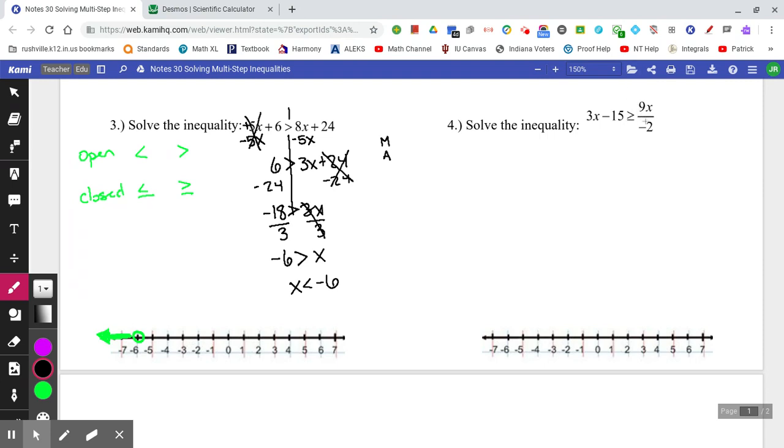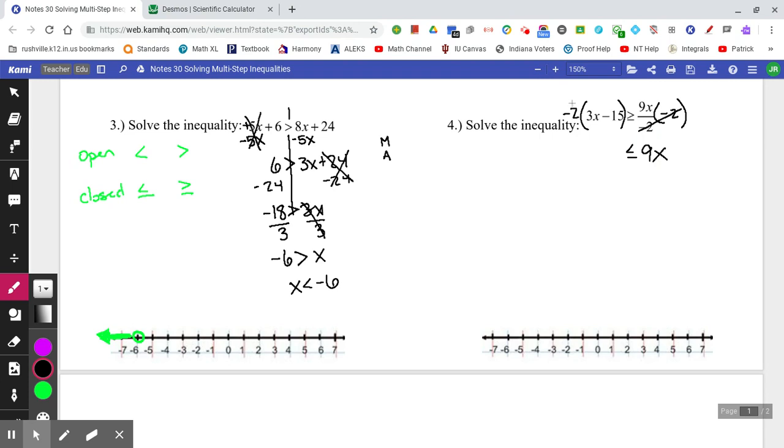The fraction bar means divide, and so the opposite of divide would be multiply. So what I'm going to do is multiply by negative 2 on the right-hand side. But if I'm going to multiply by negative 2 on the right-hand side, that means I also have to take my left-hand side and multiply by negative 2. And since I'm multiplying by a negative, that means I need to flip my inequality symbol around. So on the right-hand side, a multiply by negative 2 and a divide by negative 2 cancels out, leaving me with only the 9x portion.